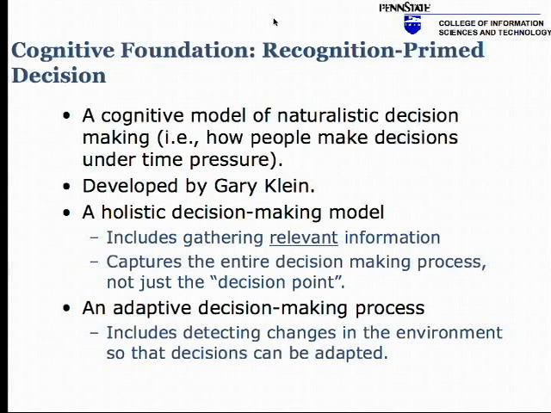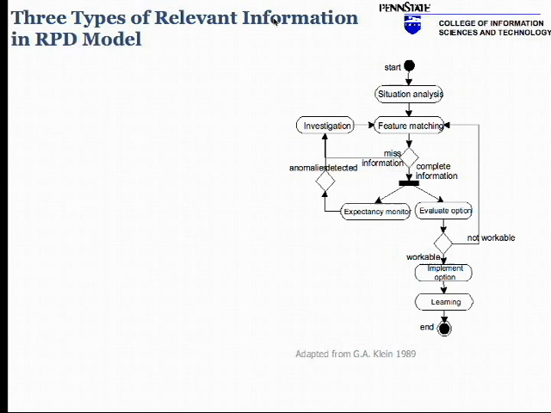The research in naturalistic decision making has resulted in various models. One of them is the recognition-primed decision model, developed by Dr. Gary Klein. And that has provided the cognitive foundations for our research. So this is a graphic representation of the RPD model.